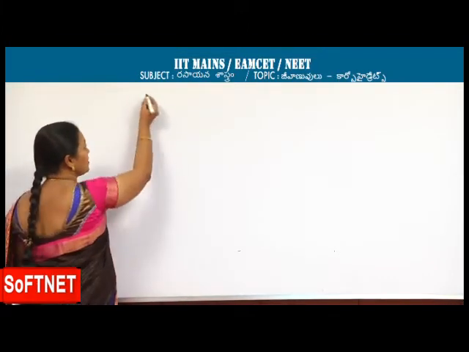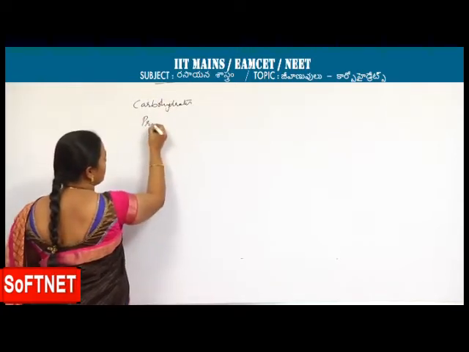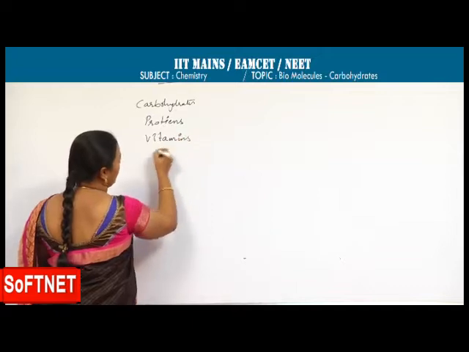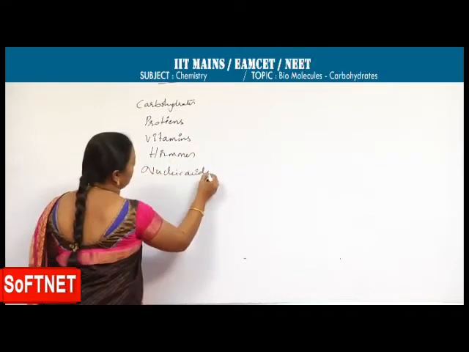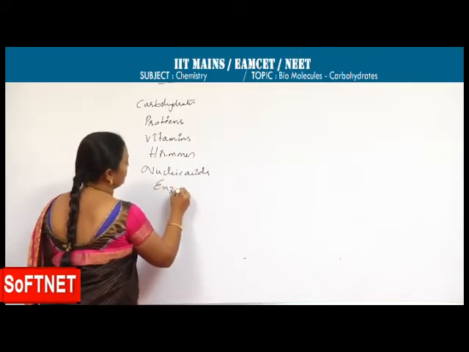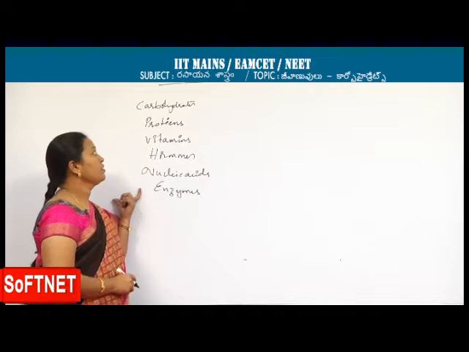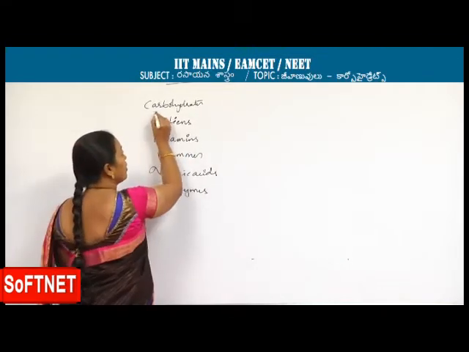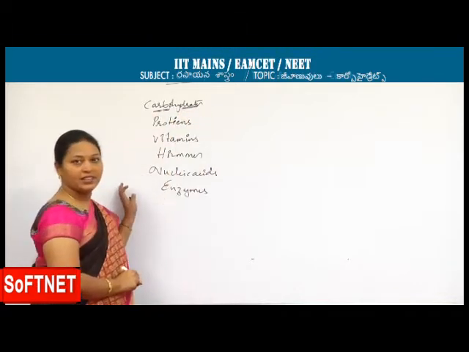These include carbohydrates, proteins, vitamins, hormones, nucleic acids and enzymes. Based on all these topics, we will get a minimum of 2 questions in our competitive exams. Now, firstly I will explain carbohydrates.